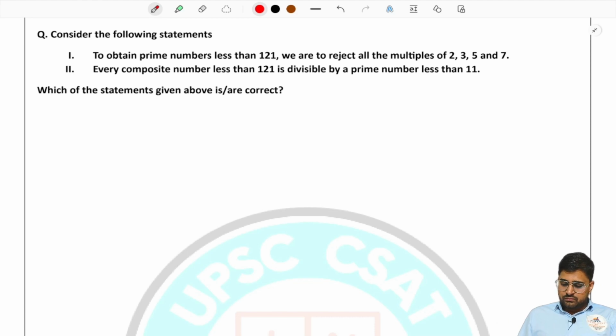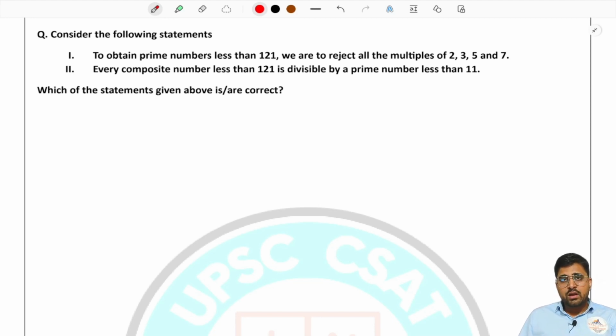Now, there is a very high possibility, as we have witnessed in the 2023 examination, that language based questions and statement based questions are there. There is very high chance. So let's start. Consider the following statements. To obtain prime numbers less than 121, we are to reject all the multiples of 2, 3, 5 and 7. Yes, yes. Why?